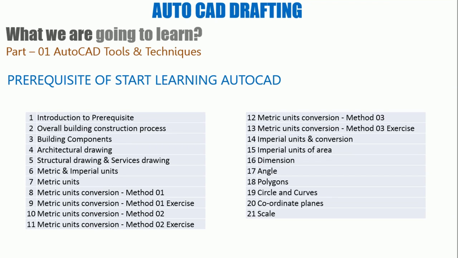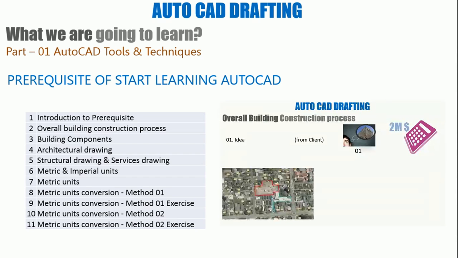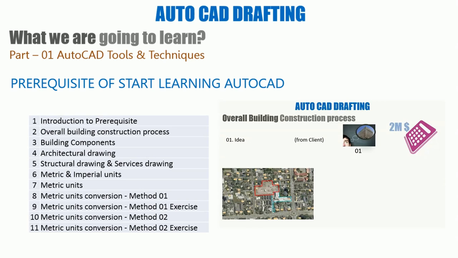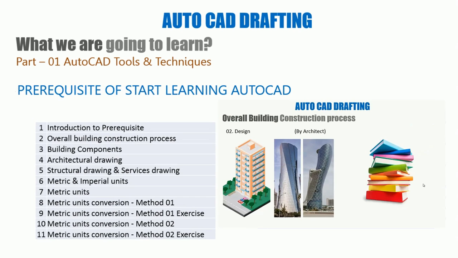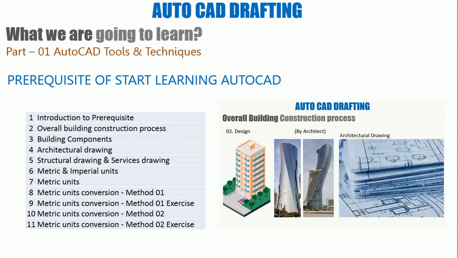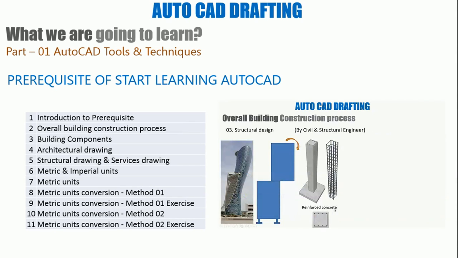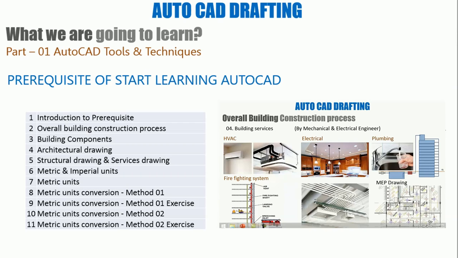In Section 2, the overall building construction process, we go through, for example, a client who has an empty land in the middle of the city. So what is the solution? Is it writing down everything as a book? The best solution is preparing drawings. The structural engineer defines the strength of the concrete and the strength of the steel. The next level is building services.